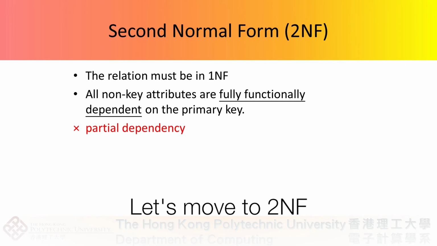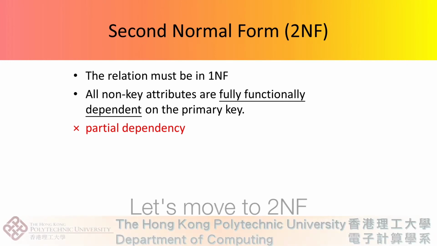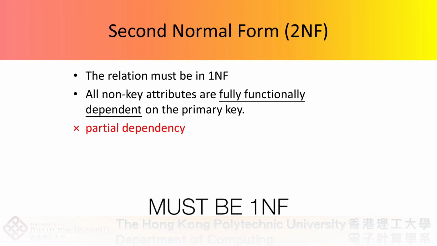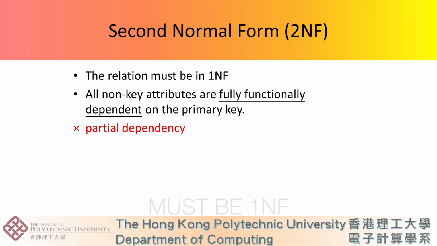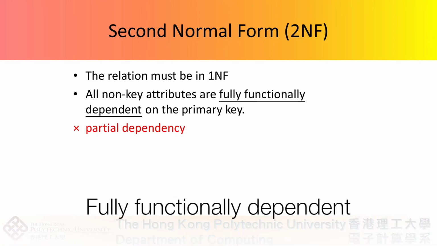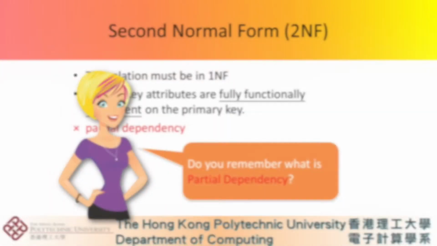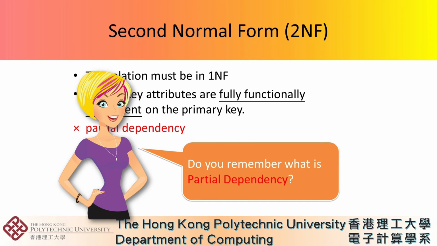These are the characteristics of second normal form 2NF. The relation must be in 1NF. All non-key attributes are fully functionally dependent on the primary key, which means there is no partial dependency. Do you still remember what partial dependency is? You have learned about partial dependency in the last lesson also.